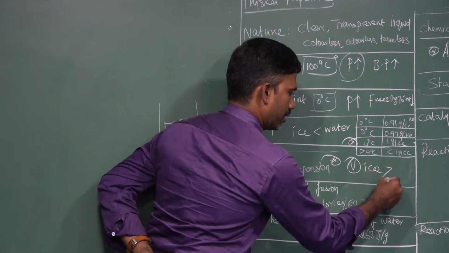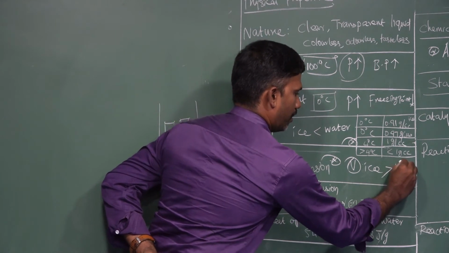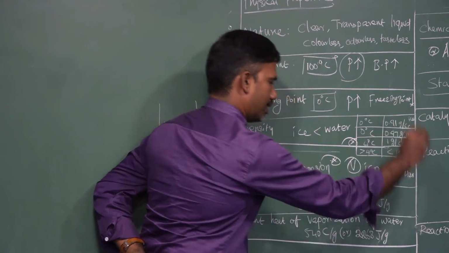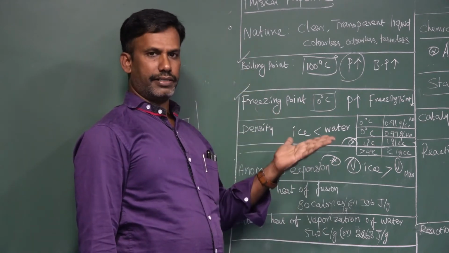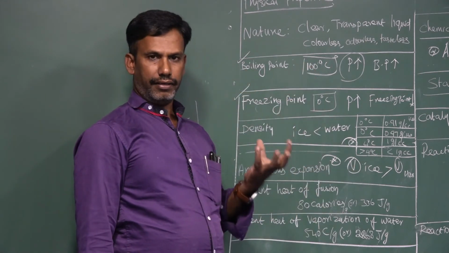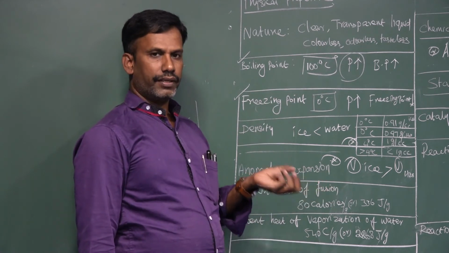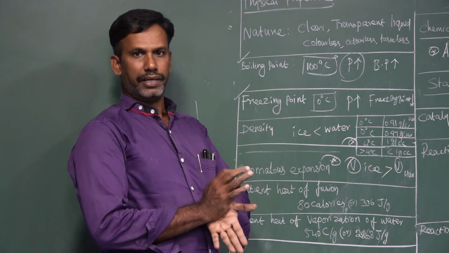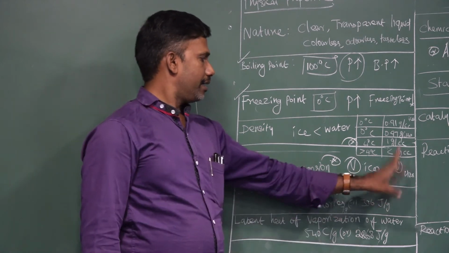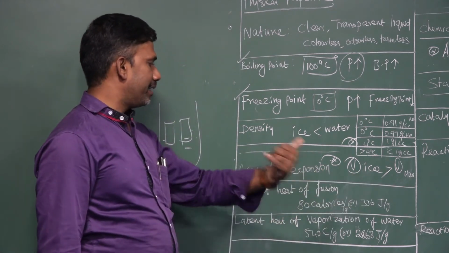The volume of ice is more than the volume of water. That's why in the winter season, in the Himalayan region, the water starts freezing. If the pipe or a connection is not good, cracks will appear. Then that ice turns back to water. Next, latent heat of fusion.